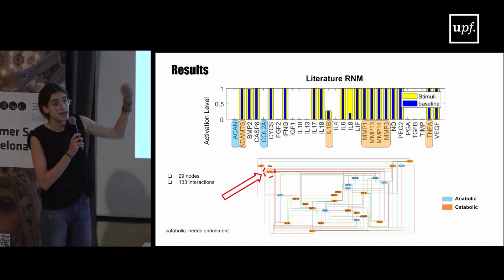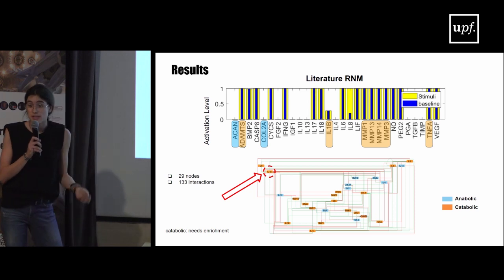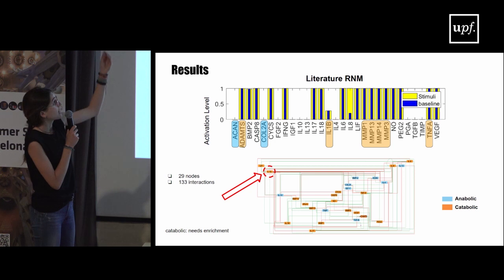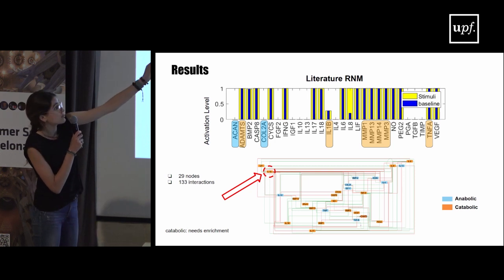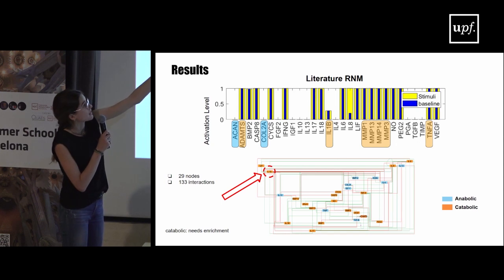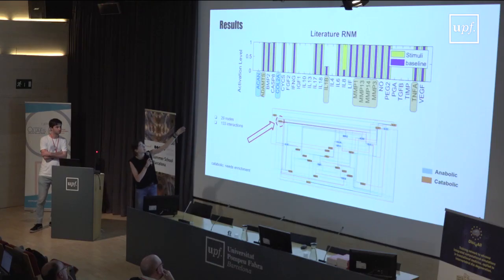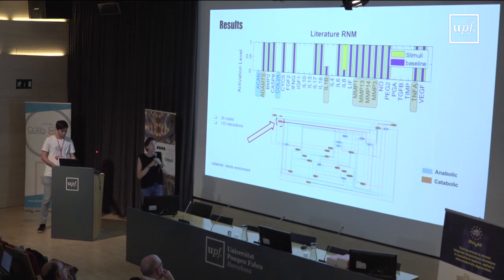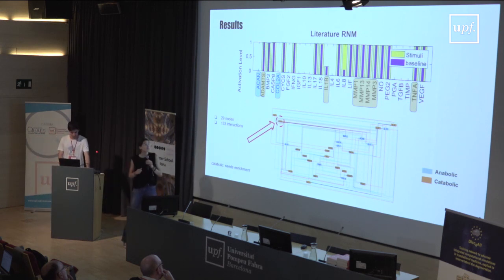For the literature network, as the literature on the joint was based on osteoarthritic patients, we were supposed to obtain more catabolic molecules, the orange ones, than anabolic. And here is what we can see. The lines in catabolic molecules are higher, and the blue ones, the anabolic ones, are low. So we agree that the literature result is good.